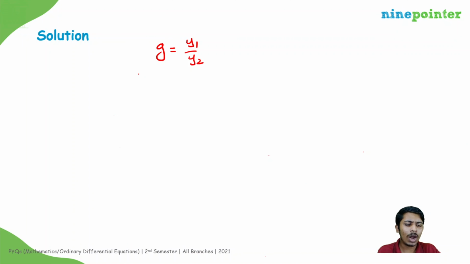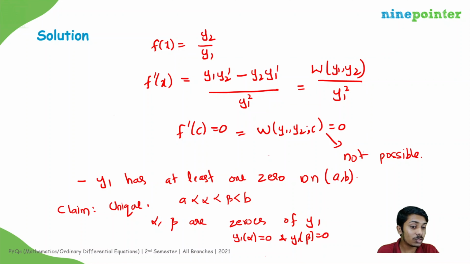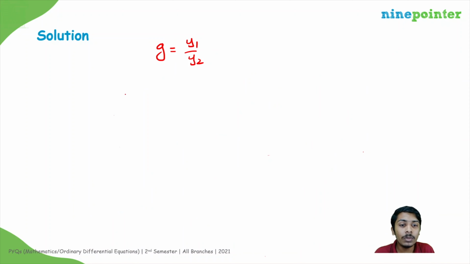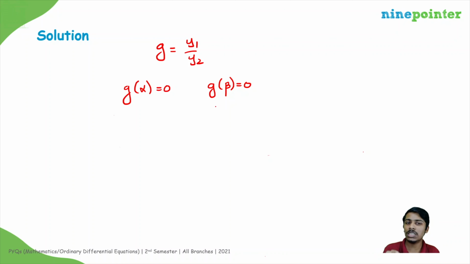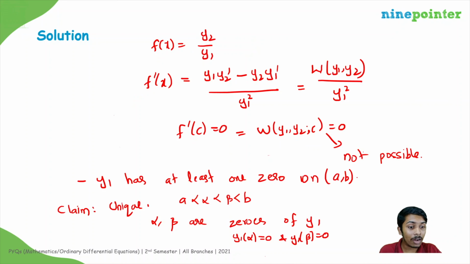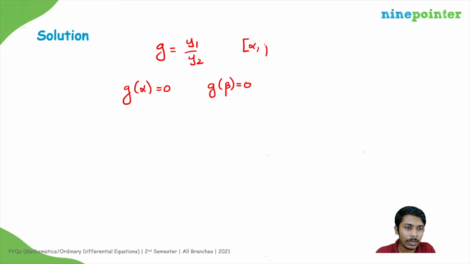Now let me check what properties this function has. This function at the points alpha and beta will be equal to 0. Why? Because we have y1 at alpha equal to 0 and y1 at beta equal to 0. So g will be 0 there, and this function g is defined on the interval alpha, beta.